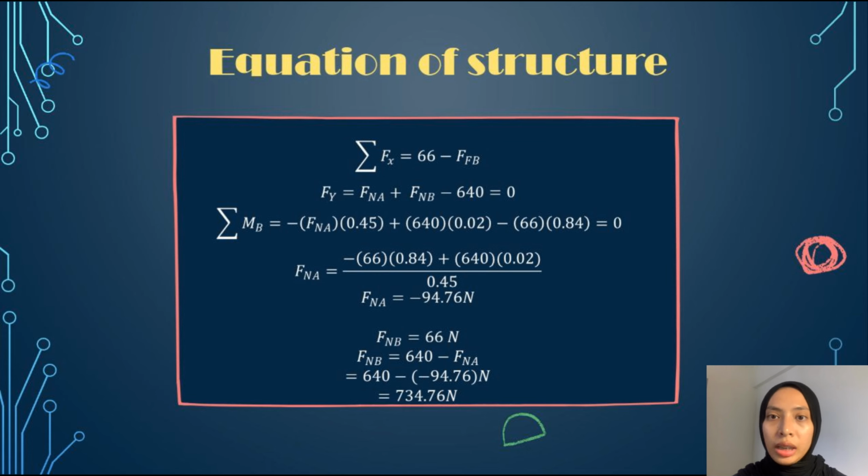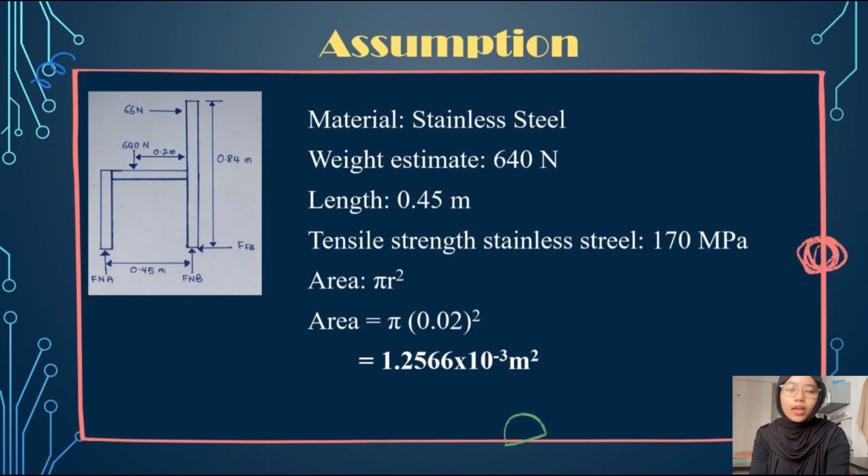So we solve this equation and we get FNA is equal to negative 94.76 Newton. For the friction force at B, which is FfB, is equal to 66 Newton. And lastly, for the normal force at B, it is 640 minus FNA. FNA we already have there, it is negative 94.76 Newton. So 640 minus negative 94.76 Newton, we can get 734.76 Newton. So we already solved the 3 unknown forces, which are FNA, FNB, and the friction force. Thank you.